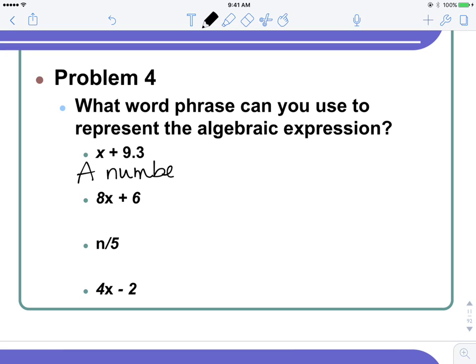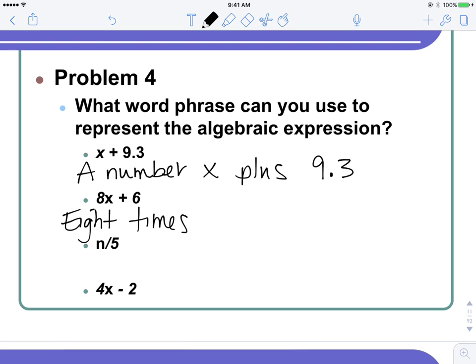a number x plus 9.3. You could say 9.3 more than number x, increasing a number x by 9.3. Those are all acceptable answers. 8x plus 6, we could say 8 times a number x plus 6, or 6 more than the product of 8 and a number x is another acceptable one.